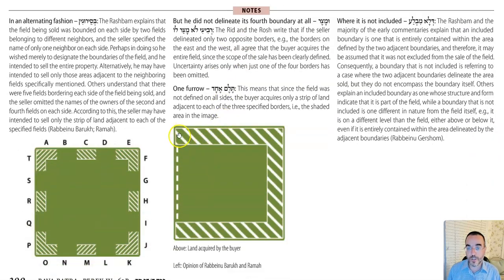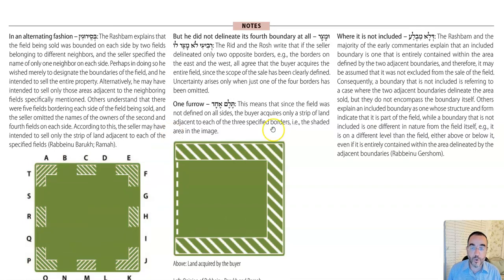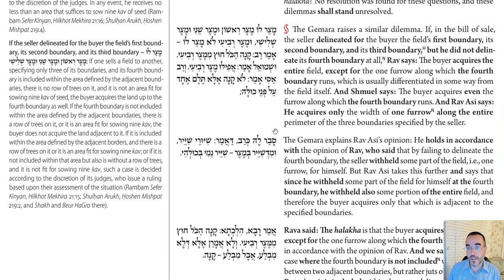In other words, since he mentioned only, "I'm giving you the land that's on this side and that side," and he left out this side, that means that he only gets one furrow here, just the shape of a C, one furrow here, and he doesn't get any of the land in between. If he wanted to give land between, then he should have said the fourth side. And we're going to explain how Rav Assi got to that conclusion.